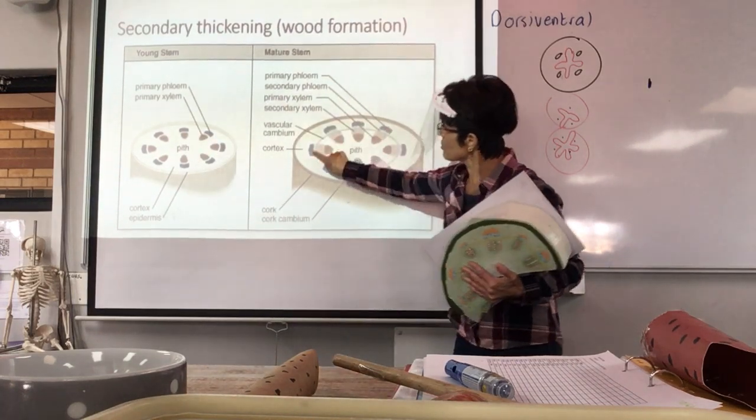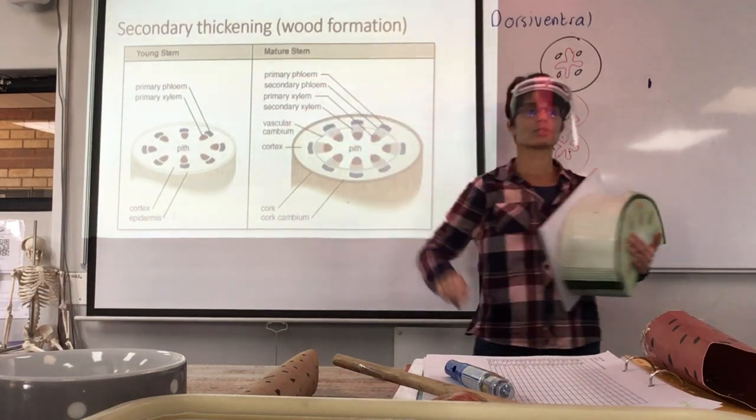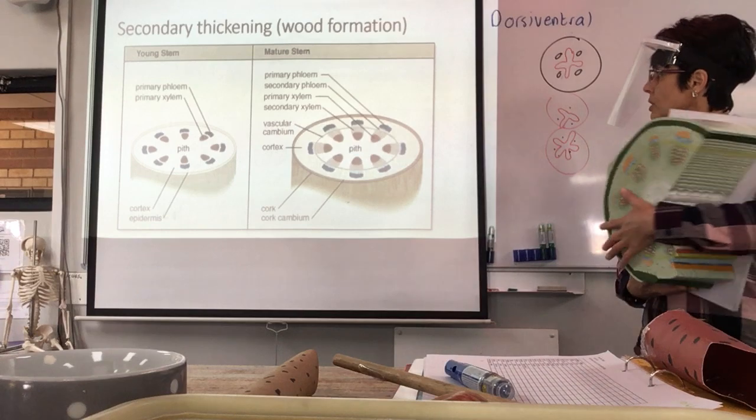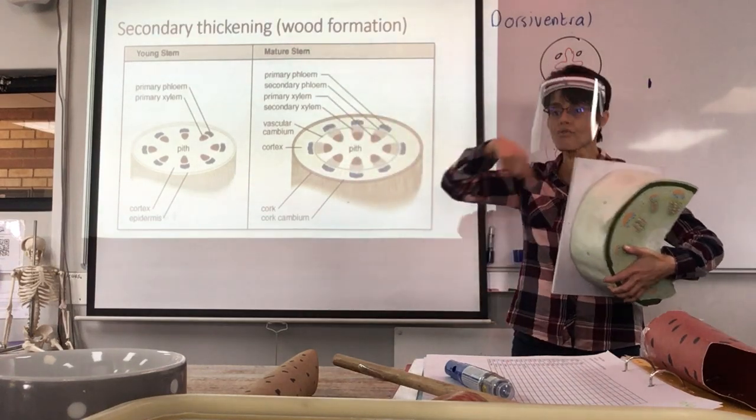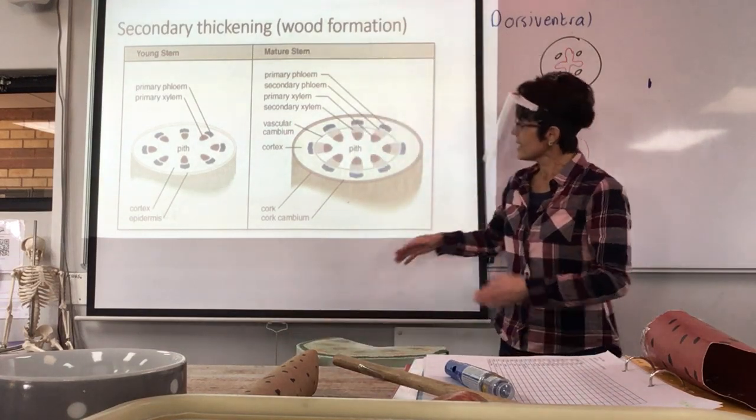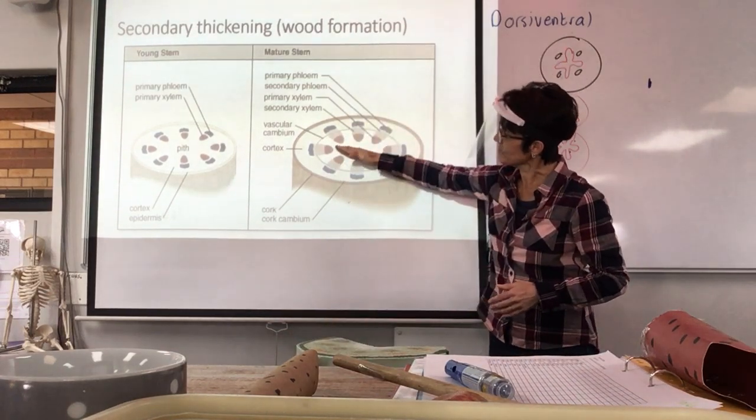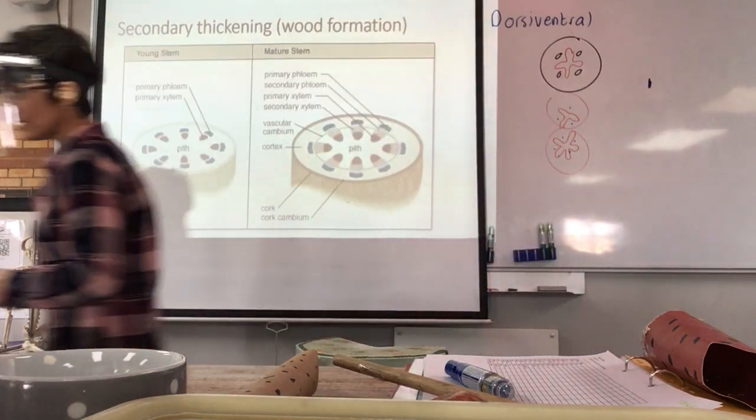So you end up with a ring of meristematic tissue, and I don't require you to know that it's called vascular cambium. I don't need you to know all these names here. That ring of meristematic tissue is going to divide by mitosis, and it's going to make a ring of xylem to the middle and a ring of phloem to the outside.